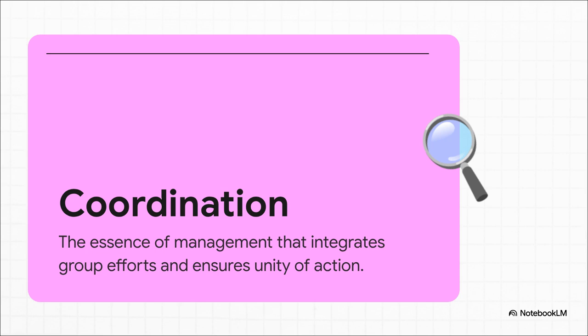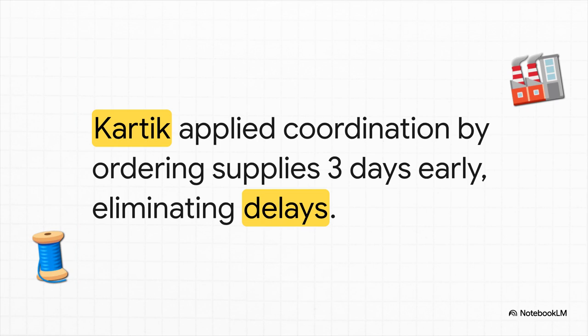The sources explicitly call it the essence of management. Why? Because it integrates group efforts, ensures unity of action, and acts as the magical force that binds all those 5 functions we just talked about together. Without this secret sauce, overlapping, duplication, and delays will literally destroy a company from the inside out. Here's a great example of that.